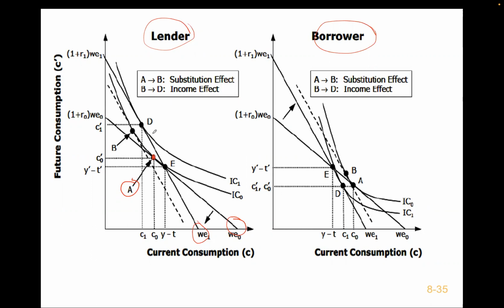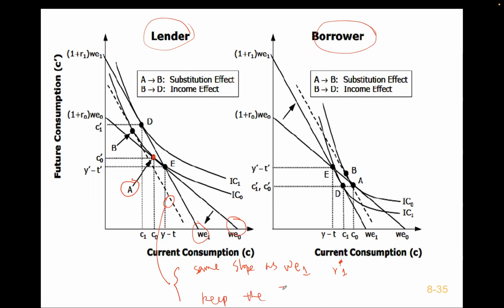Now, if there's an increase in interest rate, there are two effects. First, we move from A to B. So here you have this dotted line. What is particular about this dotted line? Let me write it down. There are two things. Number one, same slope as WE1, meaning you have the higher interest rate R1.